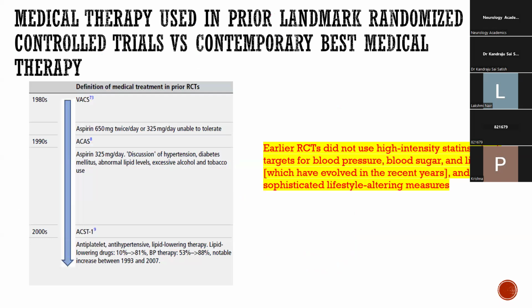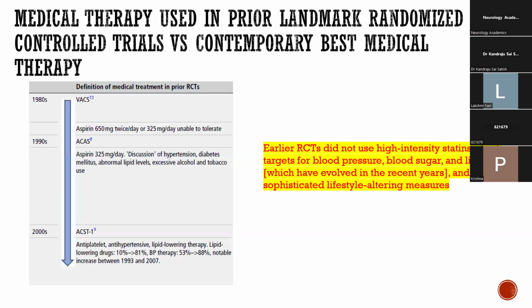These are the medical treatments used in the previous RCTs. In the VA study, aspirin 650 mg twice per day or 325 mg per day was used. And in the ACAS trial, aspirin 325 mg per day. That is, in the 1990s trials, aspirin 325 mg per day was used.